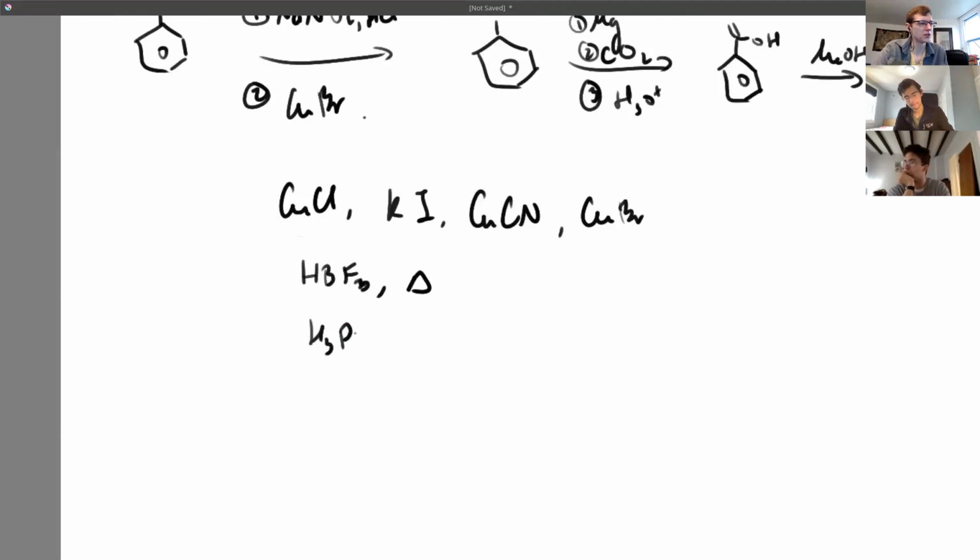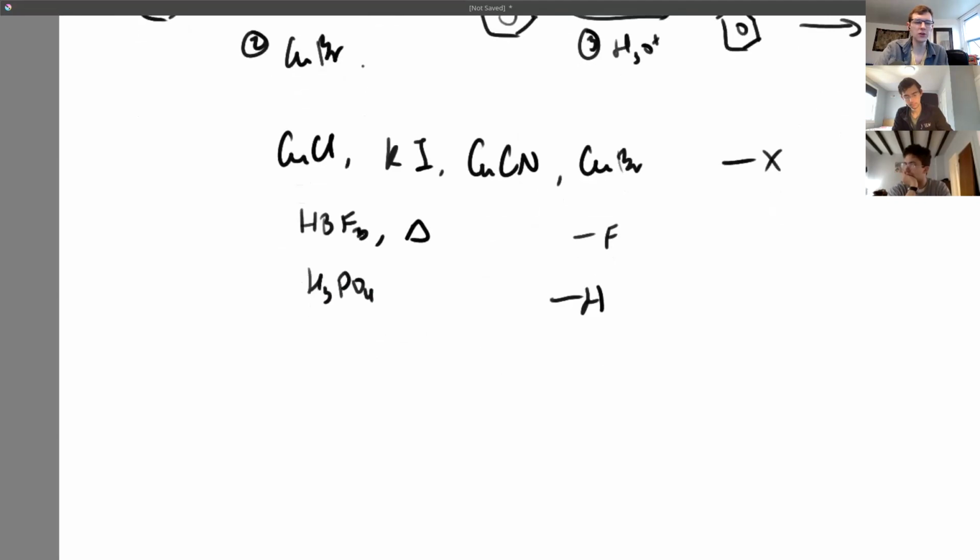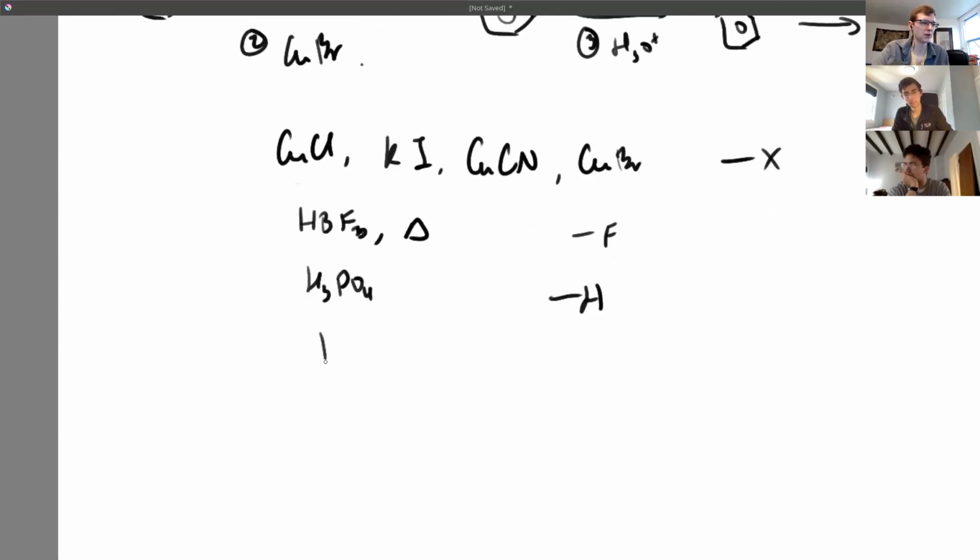There's also another, which is phosphoric acid, which will just replace it with hydrogen. Here you're replacing with a fluorine. Here you're replacing with these guys. There's a way to do an alcohol, right? Is it just water? Yeah, I just have H3O plus and heat. So just dilute acid and heat, that makes sense. I don't think there are others. This seems like the full list.